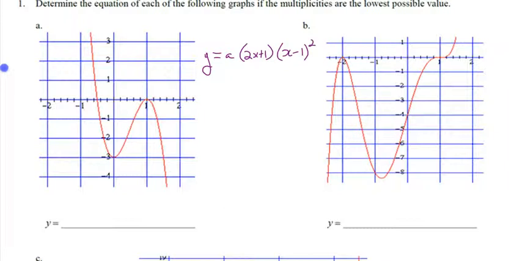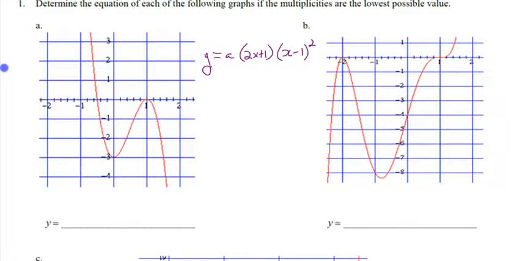Okay, so what do we know? We know this is even. If even, the lowest multiplicity is 2. Odd, 2 packages, right? If it cuts straight through, it's 1. If there's a changing concavity, the minimum is 3.